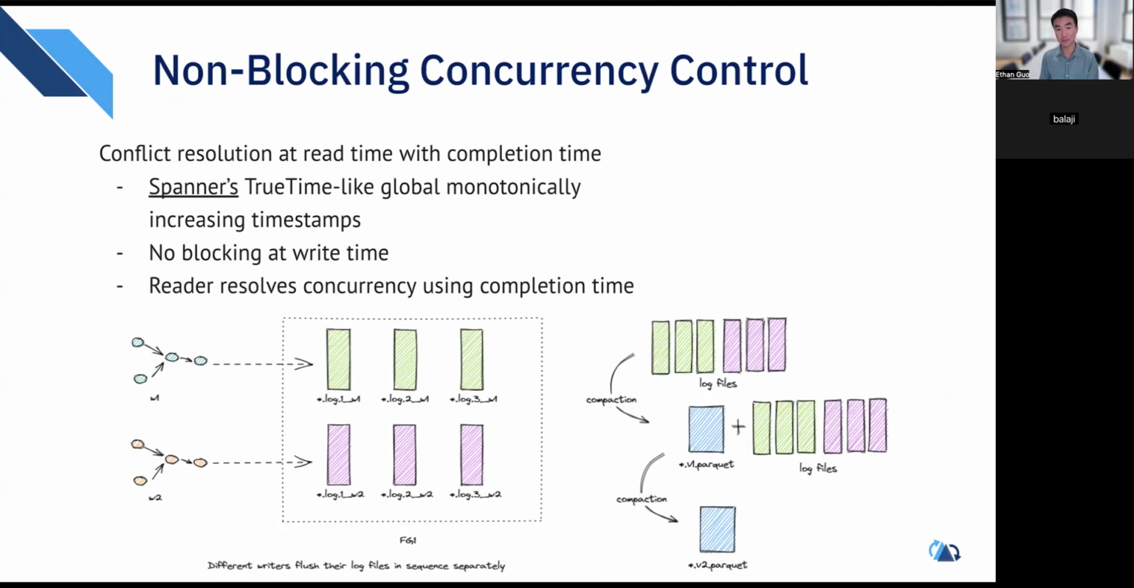In this way, we are able to resolve conflicts without actually retrying or failing the concurrent writer if there are conflicts. To make sure this completion time is ordered and guarantees serializability, we introduce Spanner's TrueTime-like global monotonically increasing timestamp for the ACID guarantees. So this is how Hudi improves concurrency, and this especially benefits high-throughput streaming jobs.